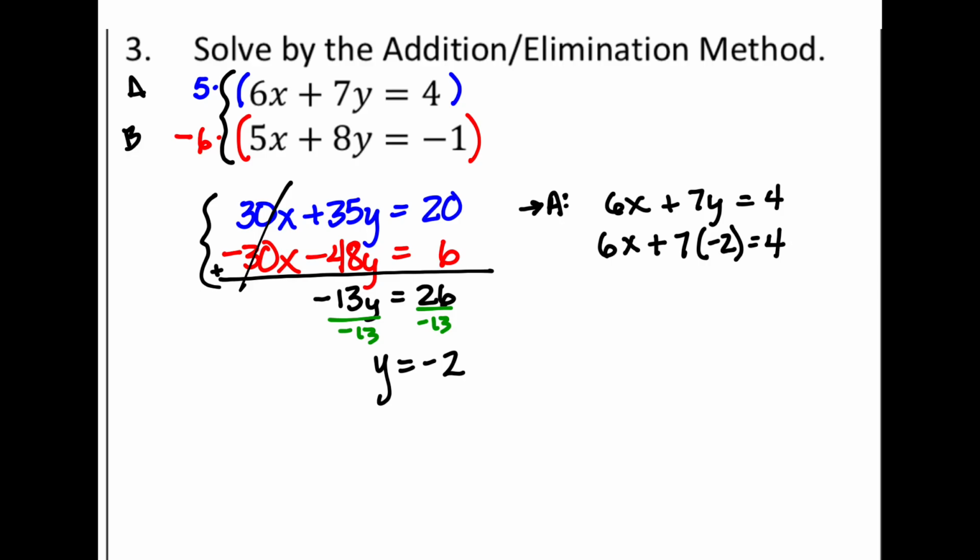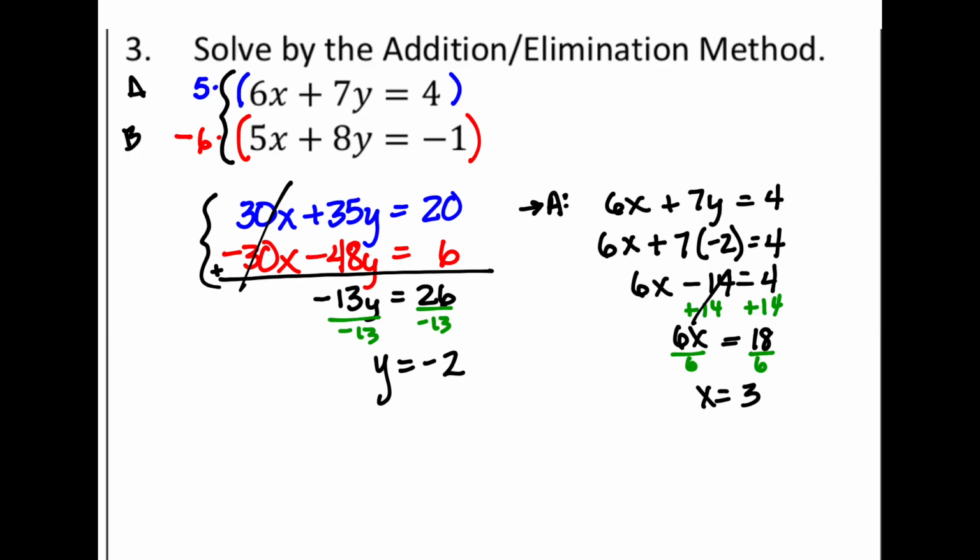And now I'm going to solve for x. So 6x minus 14 equals 4. Then I want to add 14 to both sides. So 6x, the 14's cancel, equals 18. Divide by 6, and I get x equals 3.